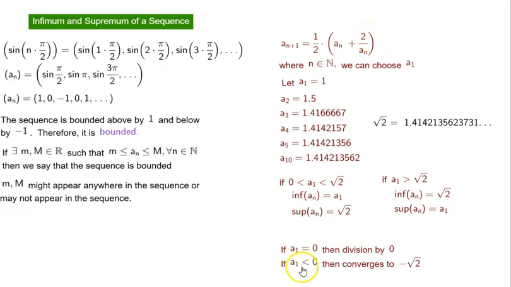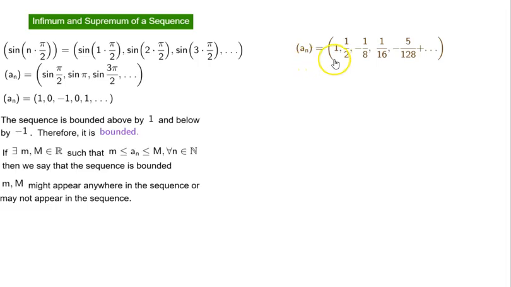Now, if A sub 1 is less than 0, so instead of choosing 1, if we had chosen minus 1 or minus 2, then it converges to minus root 2 instead of root 2. Okay, now let's look at another example.